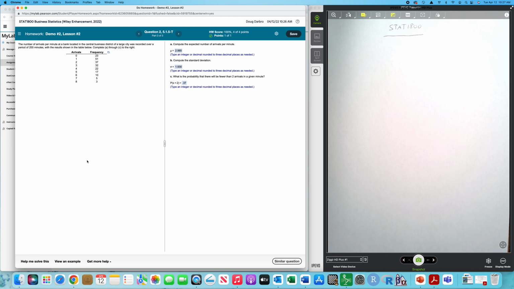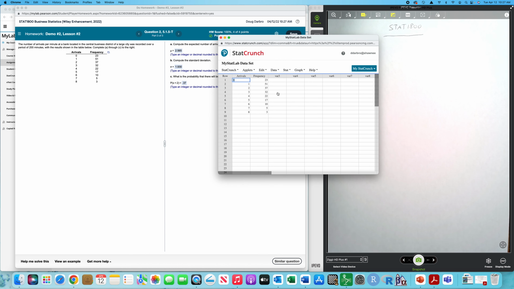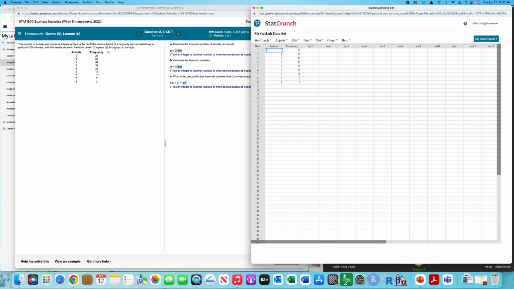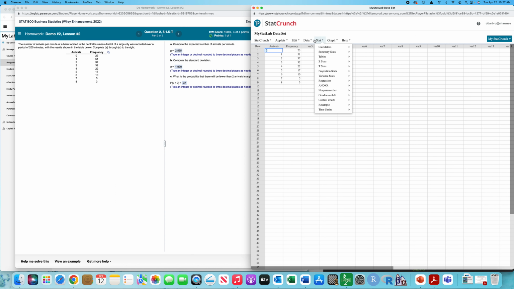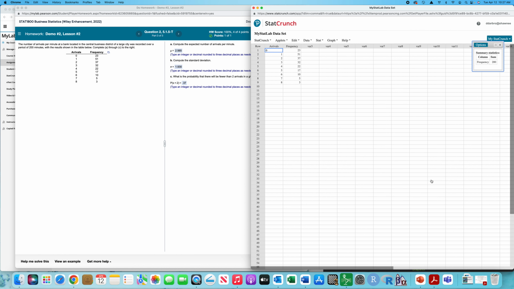Next question, we have arrivals ranging from 0 to 8, and we have the frequency. So I demonstrated this also in a previous video. I have to do a little bit different. I have to create my row of probabilities. So the first thing I need to do is come to Summary Stat column, and I want to find the sum of the frequencies, so I know what to divide by. So the sum of the frequencies is equal to 200.